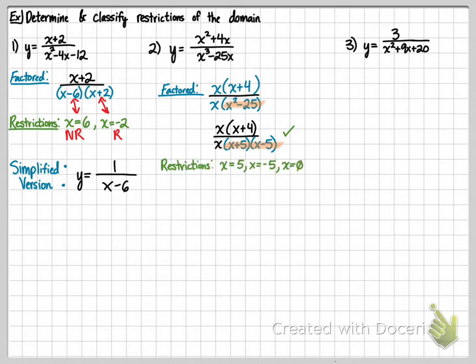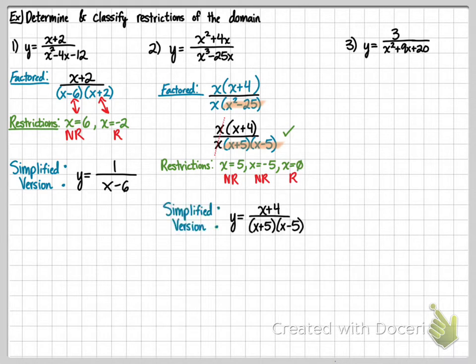Our restrictions, remember we set the denominator equal to 0. So x equals 0, x equals 5, is when we set this one equal to 0, and x equals negative 5 when we set this one equal to 0 and solve for x. So we have 3 restrictions here. The first 2 are non-removable, so x plus 5, x minus 5, we can't cancel those out. X equals 0, we can cancel that out with the x on the top. So this is called a removable discontinuity. And here's your simplified version.